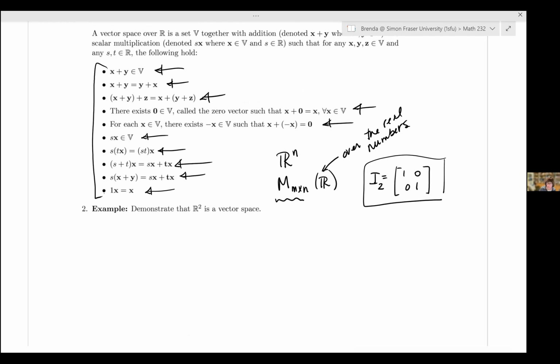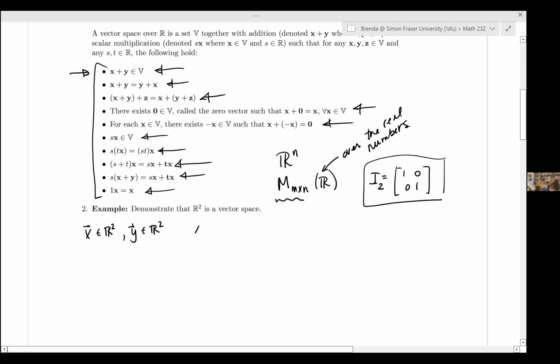What I'm going to do is go through a few of them, and then I suggest you stop the video and just check the rest of them. They're fairly straightforward. So what we're saying, for example, this first one is here. It says, if I take a vector x in R2, so x is going to be in R2, and y is going to be in R2.